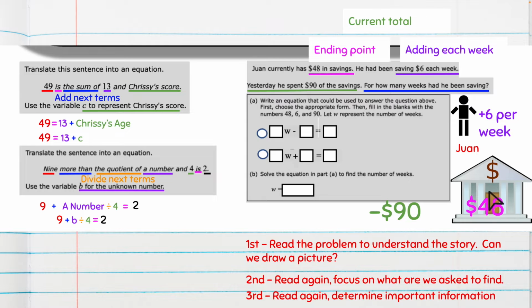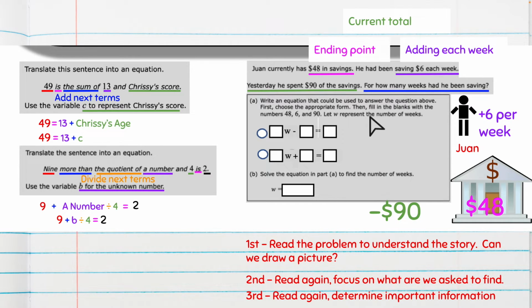idea. So what we want to do for part A is write an equation that could be used to answer the question above. How many weeks has he been saving? So first we're going to choose the appropriate form. It's either going to be addition or subtraction. If you notice they're identical, but we have to choose. Are we adding or subtracting something? We're spending money, so that's a pretty good clue that we're going to be subtracting. And then we're going to fill in the blanks with the numbers 48, 6, and 90. Let W represent the number of weeks.